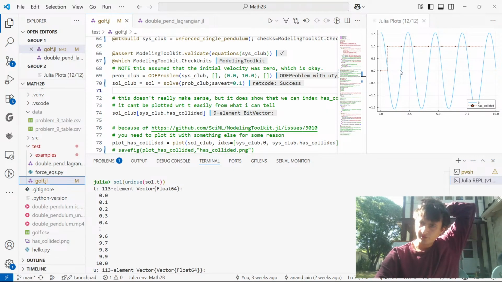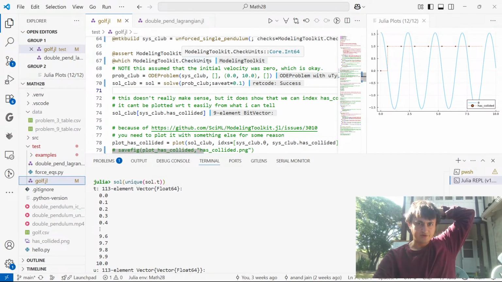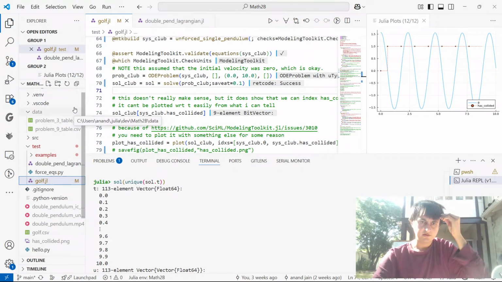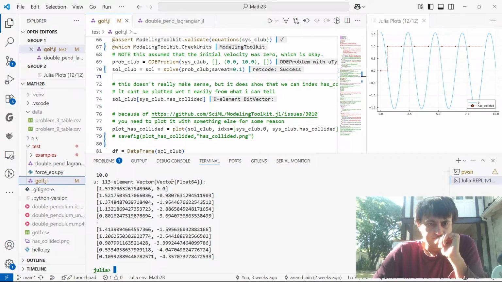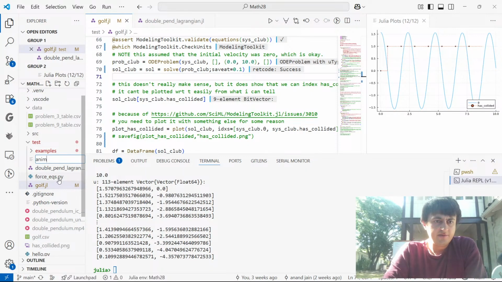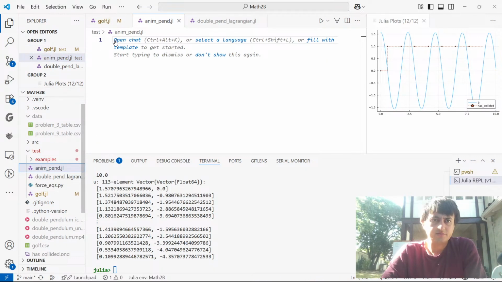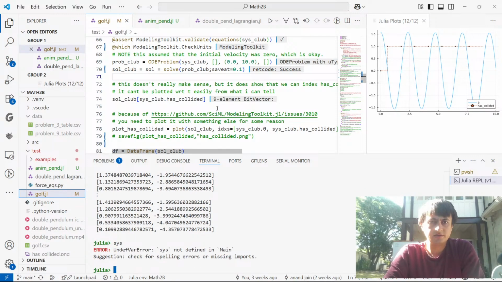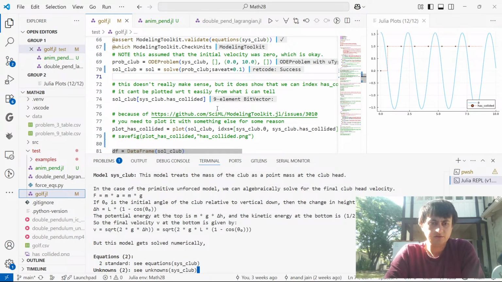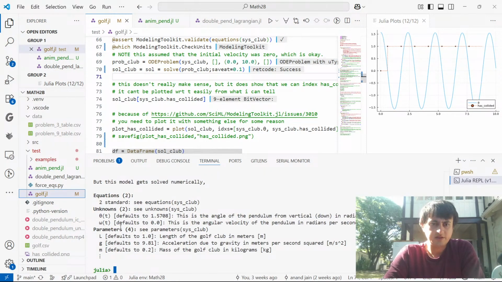1, 2, 3, 4, 5, 6, 7, 8. Well, there was something like on the order of 13 crosses. So, but we want to take a solution. So, anim pend. Okay, so we want to take cis club. What are the theta and omega?